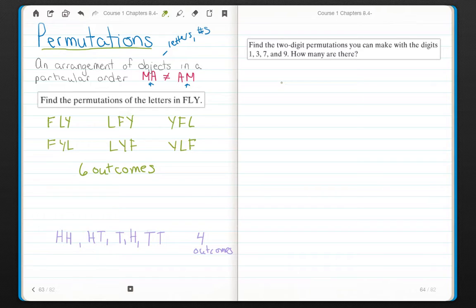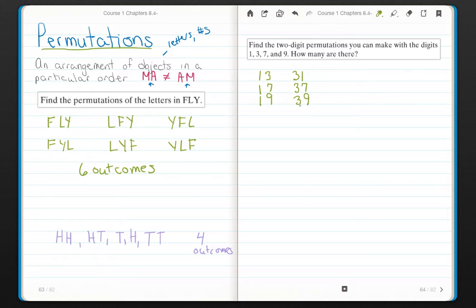Now, you can use a tree diagram, or you can just make a list. I'm going to do both really quickly. So I can have 1 and 3, 1 and 7, or 1 and 9. I can have 3 and 1, 3 and 7, 3 and 9. Notice I'm doing these in numerical order. By doing them in numerical order, it's going to help me make sure that I don't skip any.